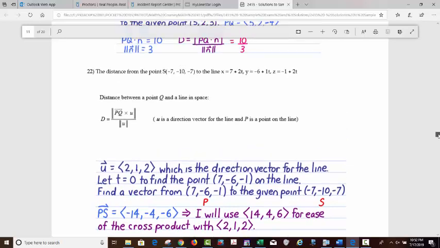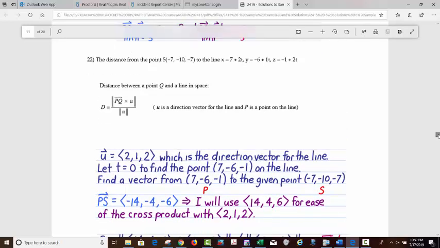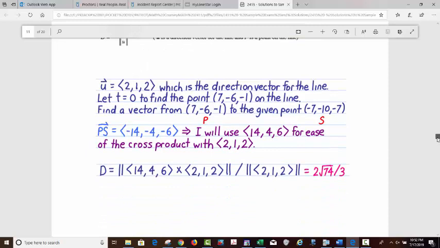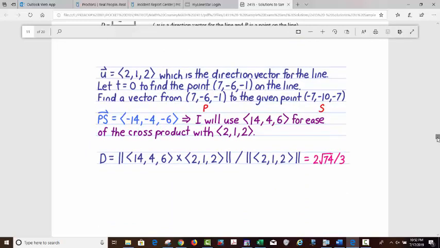And then the vector u, the direction vector for the line, 2t, 1t, 2t. So it's 2, 1, 2. The magnitude of that is going to be 3. It's going to be 4 plus 1 plus 4. Square root of 9 is 3. So the distance from the point to that line will be 2 square root of 74 divided by 3.